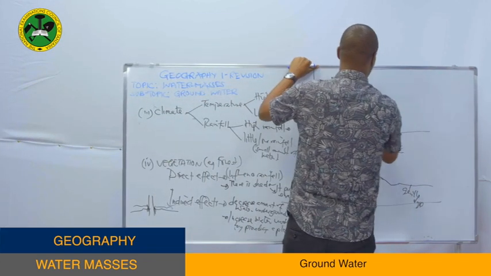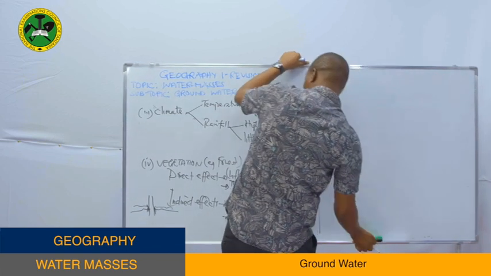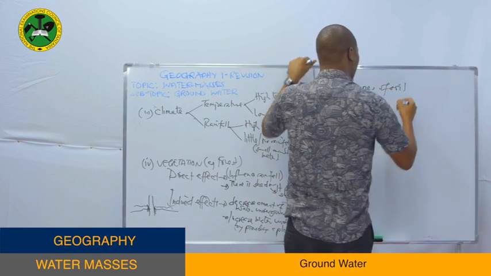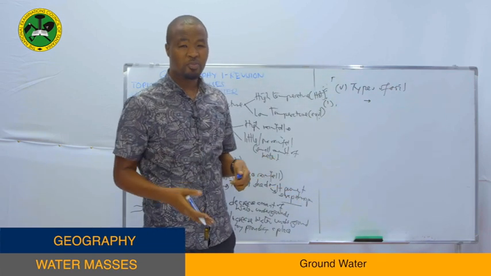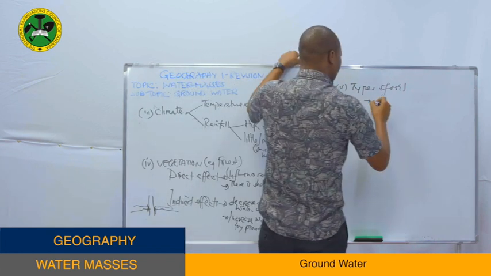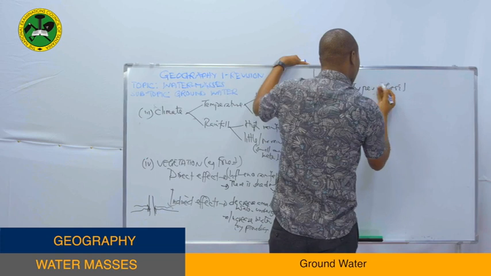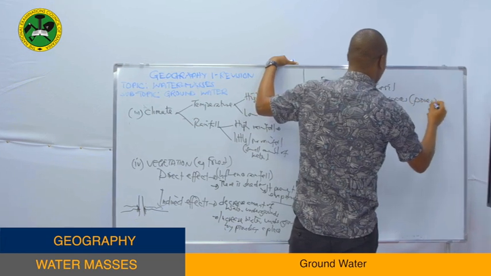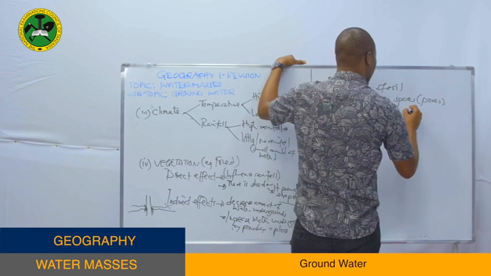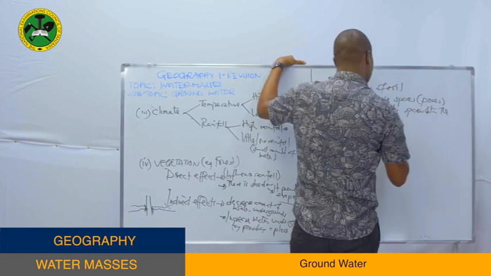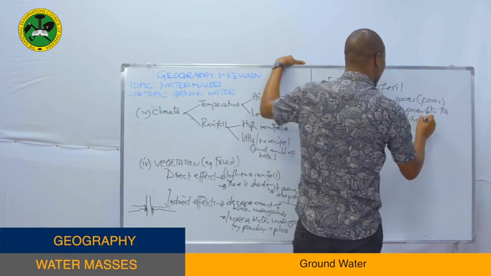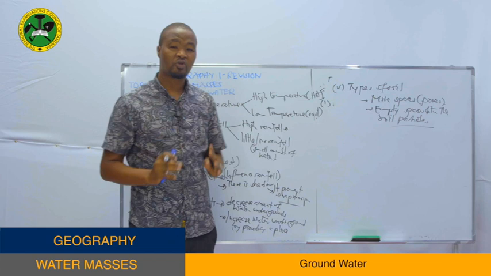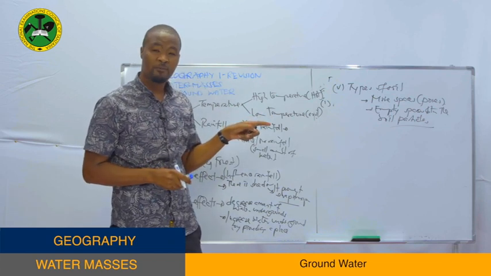Then from there, we have the type of soil. Right now we are talking about the amount of empty space within the soil bodies. Some of the soils are made up of more spaces or pores. See, we are talking about the empty spaces between the soil particles. So if the soil is made up of more empty spaces, it means there will be a high rate of what? Of infiltration and percolation of water underground. Then we expect a high amount of water underground at the end.